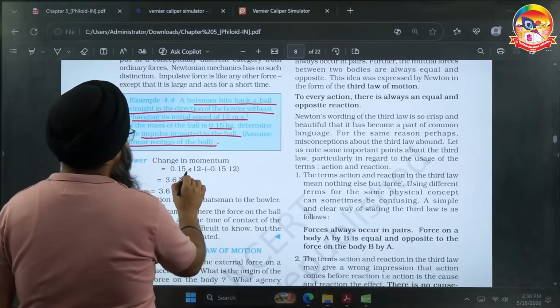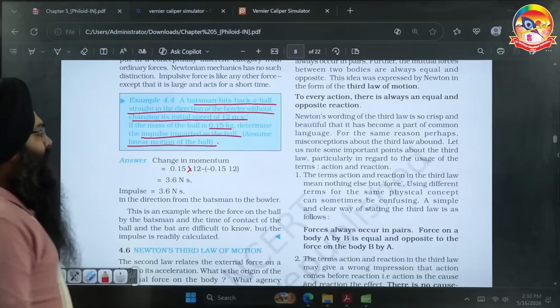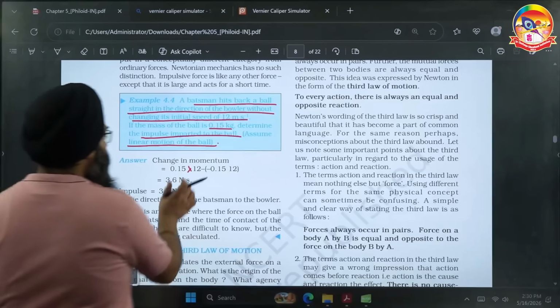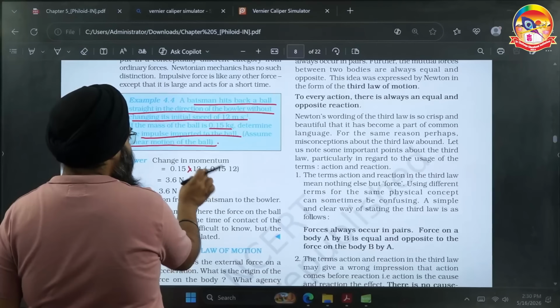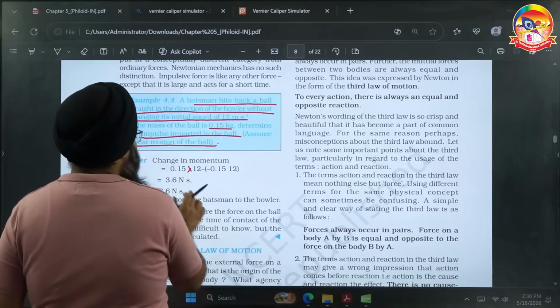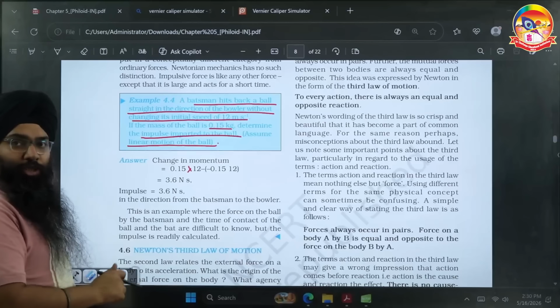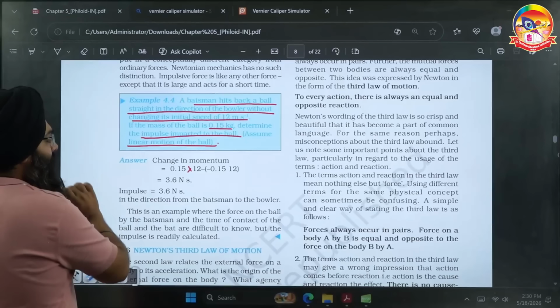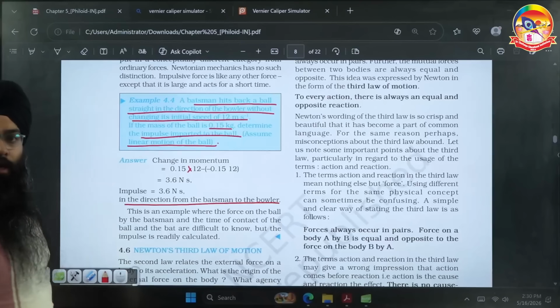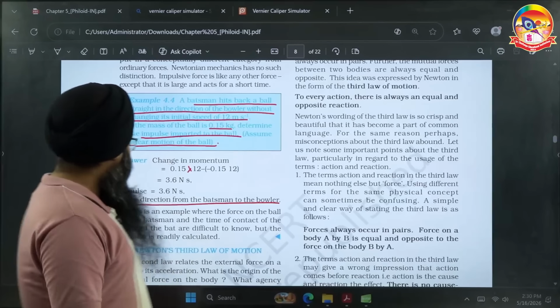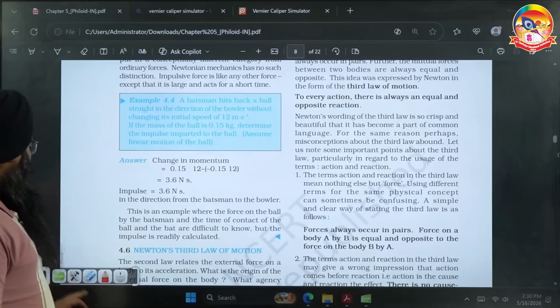It will be mass multiplied by the final momentum will be 0.15 into 12 minus initial momentum will be minus 0.15 into 12. So the total momentum change will be 3.6 Newton second, and this will be basically the impulse, and it will be in the direction from the batsman to the bowler. So this is how you calculate the value of impulse, a very simple concept.